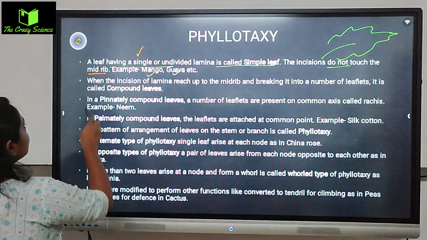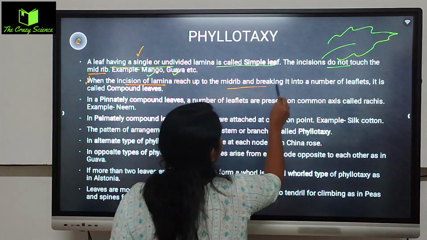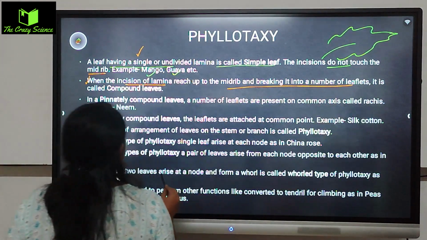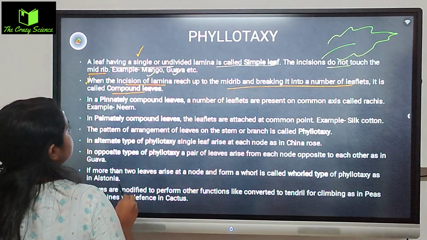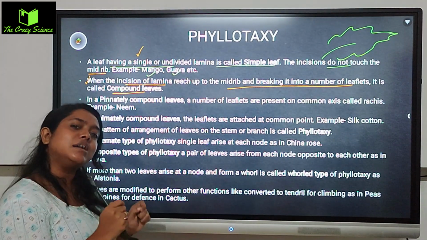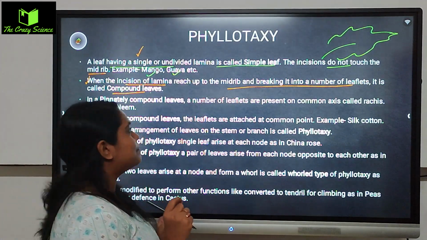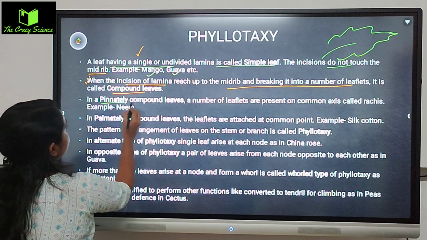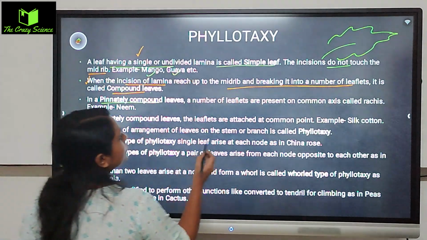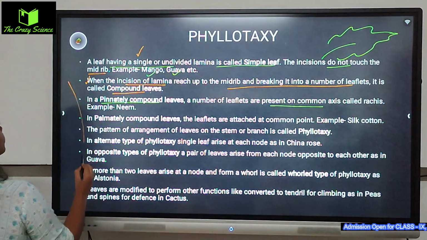And the other kind: when the insertion of the lamina reaches up to the midrib and breaks into a number of leaflets, it is called a compound leaf. In compound leaves, one is connected with another, and the structure of the leaf will be different and a little bit complex as well. The first one is pinnately compound, where a number of leaflets are present on a common axis called the rachis. What did we call the rachis?